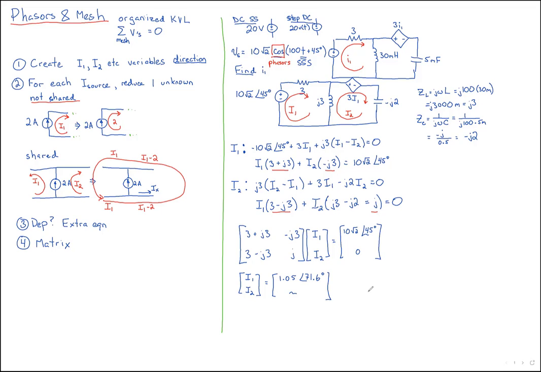And so now you can write the answer. Let's see, Ben Wallace, tell me, what is I1 of t? Would be 1.05 and then cosine of 100t plus 71.6 degrees. That's it. Don't forget that last step to send it back into the time domain. All that we're doing with phasors is just a convenient mathematical shorthand to figure this out. But at the end of the day, you've got to convert it back into the real world, into the time domain world. And that's it.